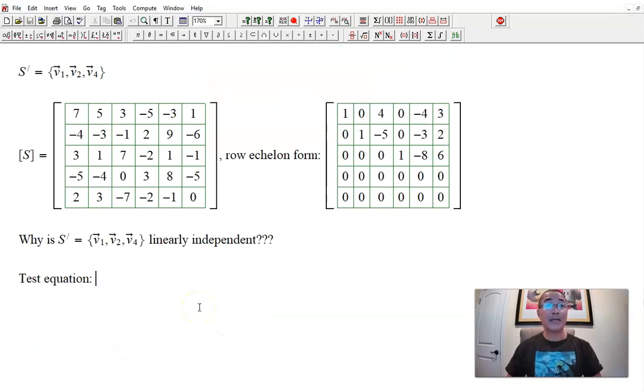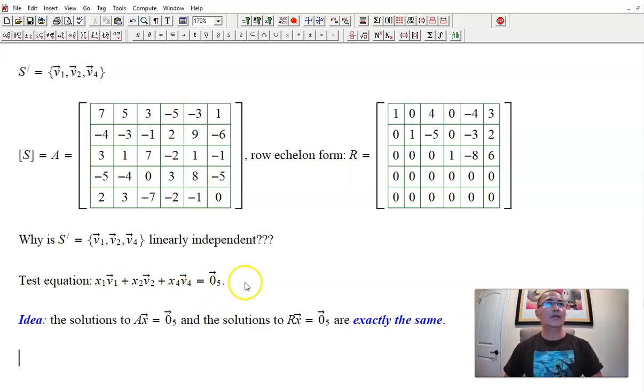All right, so now let's understand the minimizing theorem. It says that S prime, which is made of v1, v2, and v4, is already a linearly independent set of vectors. Okay, so why should we believe that? So we have to form the test equation where we want x1 times v1 plus x2 times v2 plus x4 times v4 is the zero vector. Okay, in this case, that would be the zero vector in R5. Okay, so we want to see if there are any non-trivial solutions to this test equation.